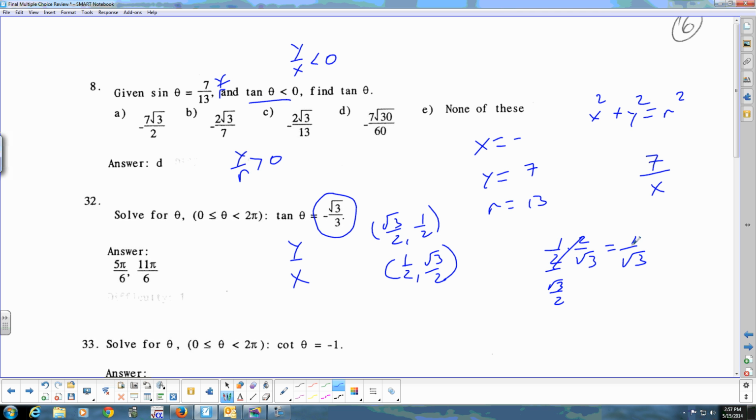Now, notice that it's just positive. You have to use your understanding now. How do I make this thing less than 0? Either the x or the y has to be negative. So that's either in this quadrant or this quadrant.